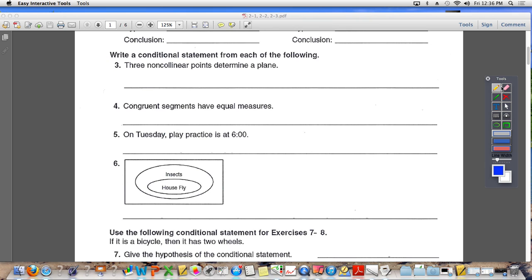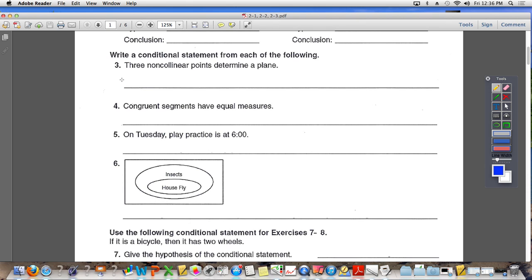Anybody want to try something else? How could I word that a little bit nicer? If there are 3... I'm not even going to try that word. Non-collinear. By the way, what does non-collinear mean? They're not collinear. What does collinear mean? A straight line. Okay, so non-collinear means that they are not in a straight line. So how about this? If 3 points are non-collinear, does that make sense? If 3 points are non-collinear, then what? They determine a plane. They make a plane.